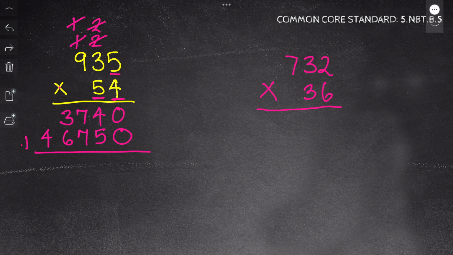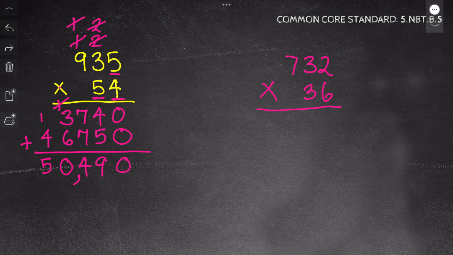Now it's time to do some addition. 0 plus 0 is 0. 4 plus 5 is 9. 7 plus 7 is 14. 6 plus 3 is 9, plus 1 is 10. Regroup my 1 and put my 0, and 4 plus 1 is 5. So my answer is 50,490.